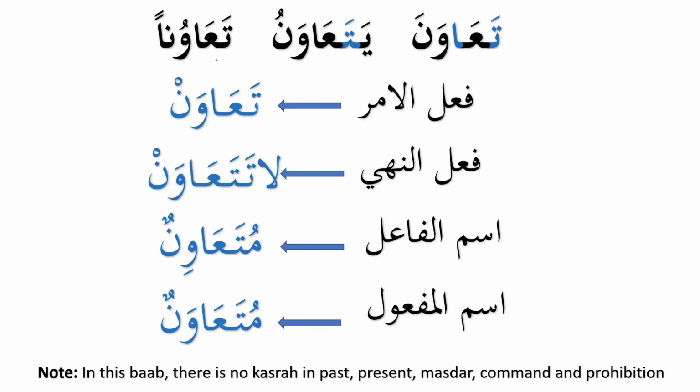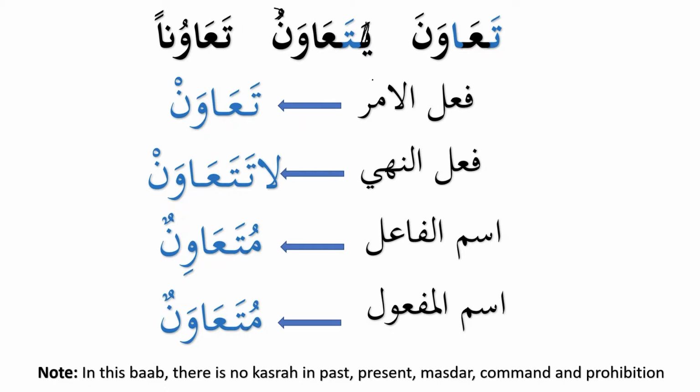Ta'awana, yata'awanu, ta'awunan. So fi'l al-amr will be ta'awan. And you know how to make fi'l al-amr? It's very easy. We make the ending sakin and we drop alamat al-mudari. When we drop alamat al-mudari, if it is readable, then the imperative is ready. So we can see over here that ta'awan is readable. So that's why there is no need to add anything else. So fi'l al-amr will be ta'awan.